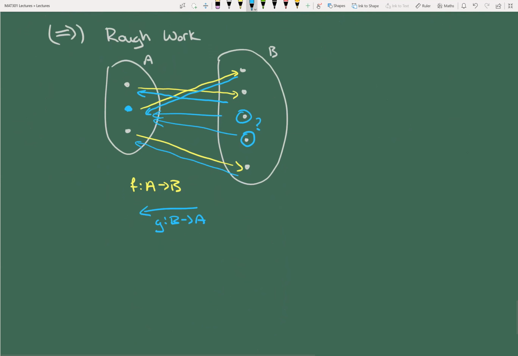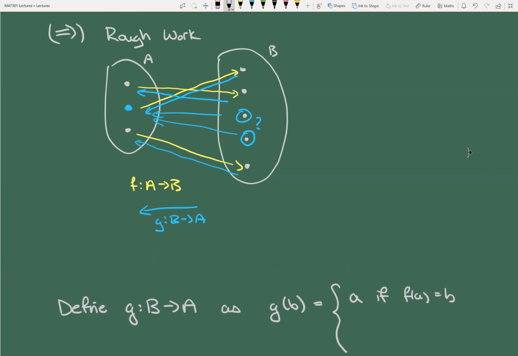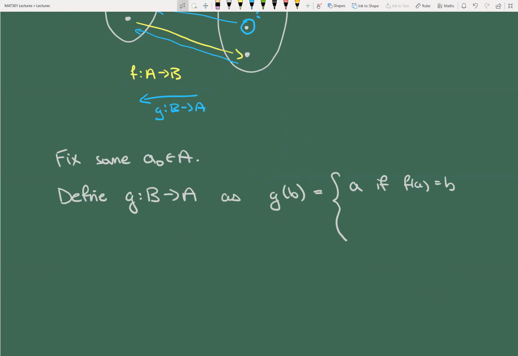Okay, so the way that we're going to write this down is we're going to say define G from B to A as G of B is equal to A if F of A is equal to B. Oh, you know what? I need to say, damn it. Let me put another line in here before this. Fix some A naught in A. We're kind of assuming that the sets are not empty, because if they are empty, this is a stupid question. So fix some A naught in A, and then we're going to define G from B to A such that G of B is equal to A if F of A is equal to B, and A naught otherwise.